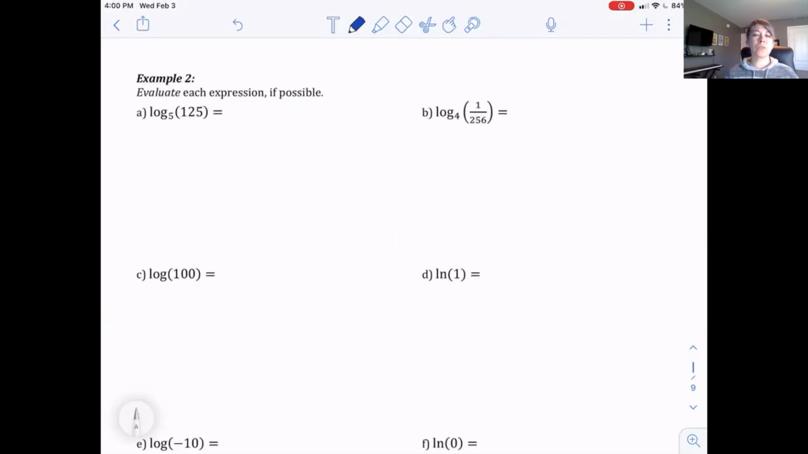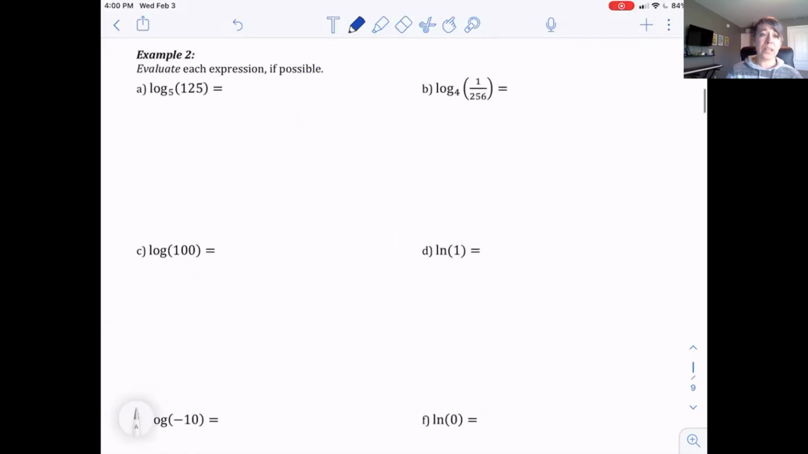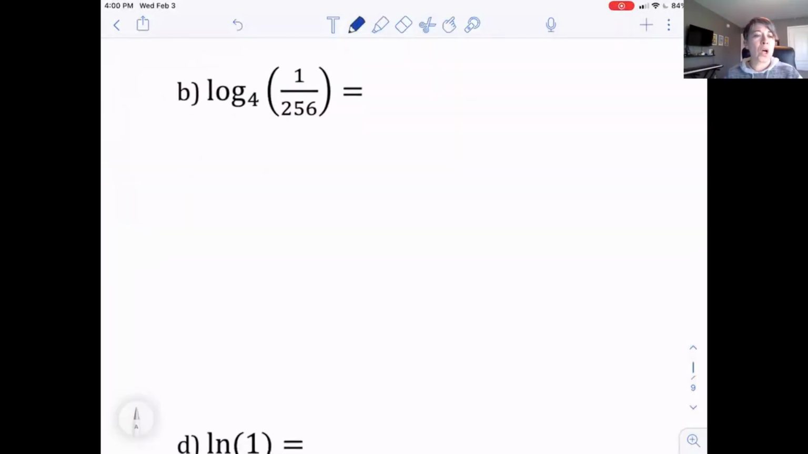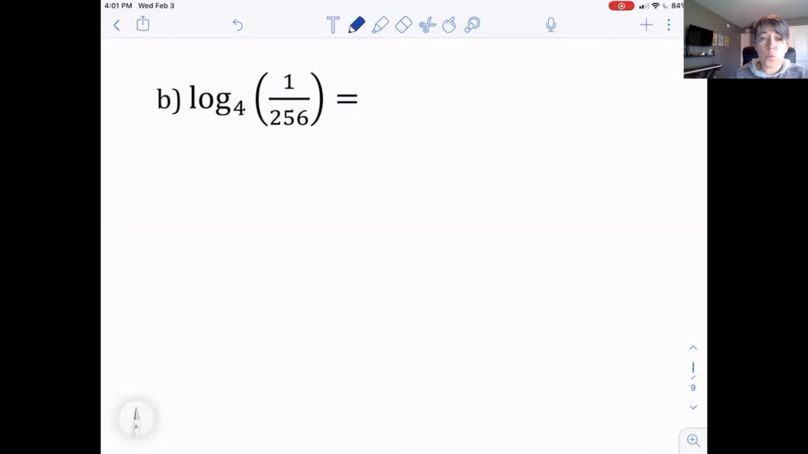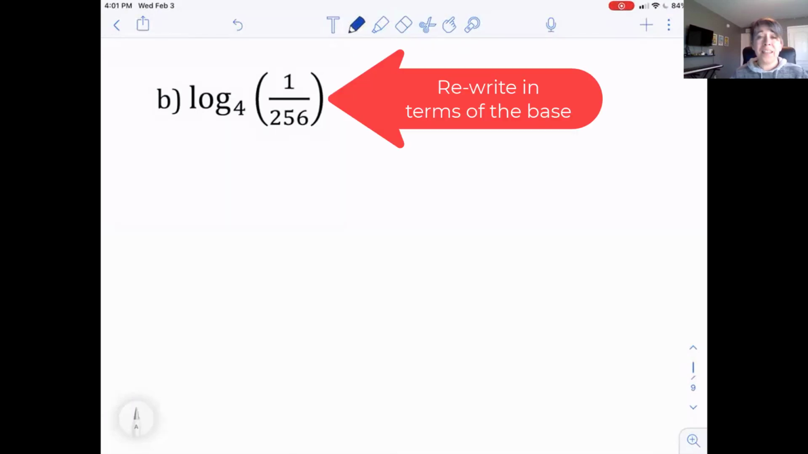So let's do several examples. And we want to evaluate each expression if possible. So there's a hint, some of these may not be possible. So log base 5 of 125. This is asking us 5 to what exponent would give us 125? Well, that would be 3, since 5 cubed equals 125. We have the logarithm base 4 equals 1 over 256. Sometimes it's helpful to rewrite that argument in terms of your base.